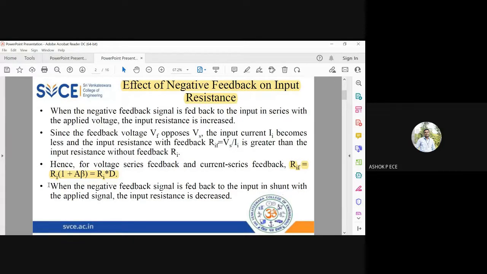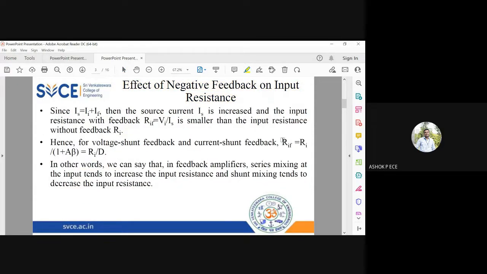If I use shunt mixing at the input side, the input resistance will decrease, and that is given by RIF equal to RI divided by 1 plus A beta, or RI by D. Only two conditions, you can clearly understand this. Series mixing at the input side increases my input resistance. Shunt mixing at the input side reduces my input resistance. Only two cases.